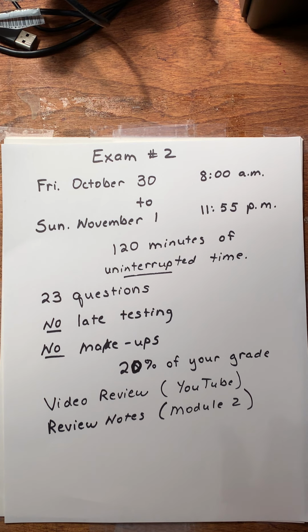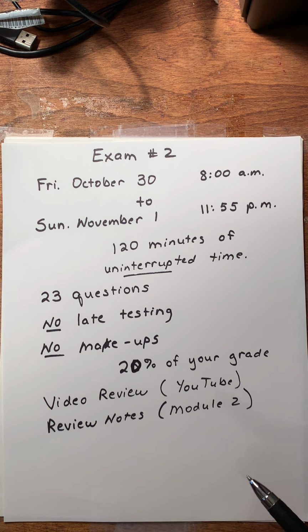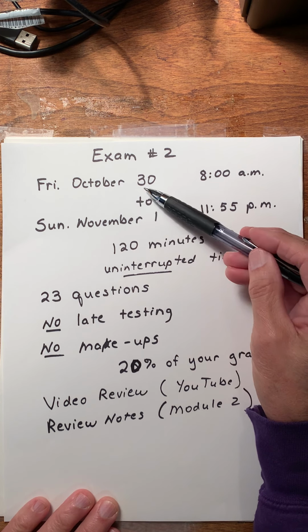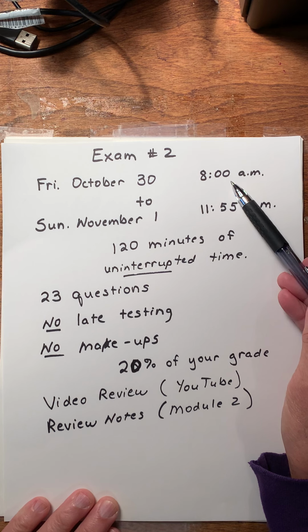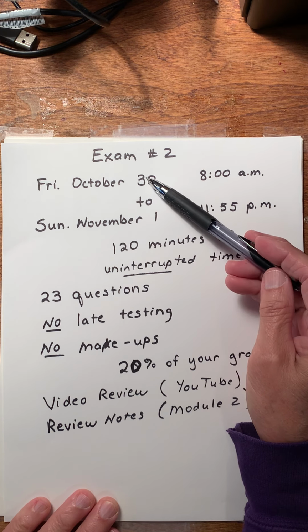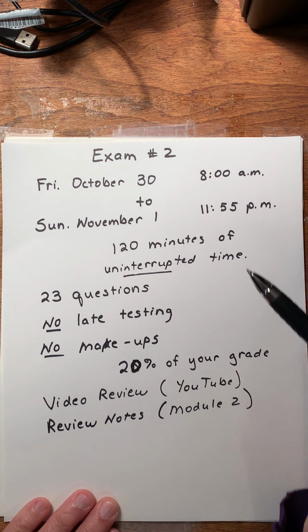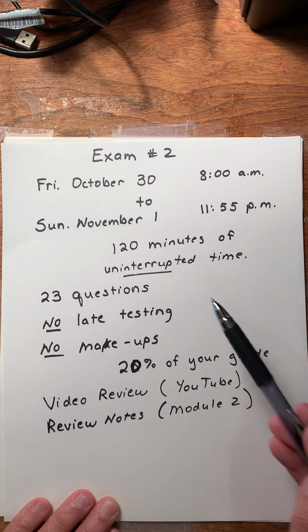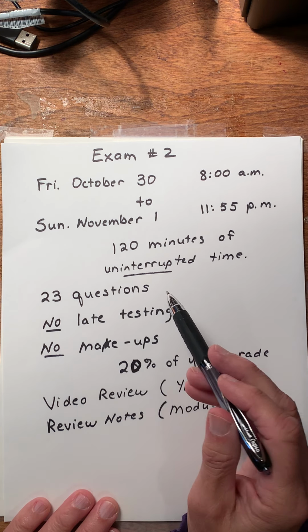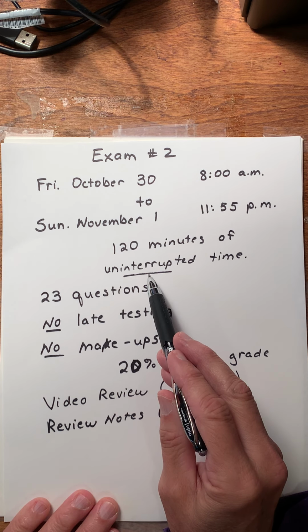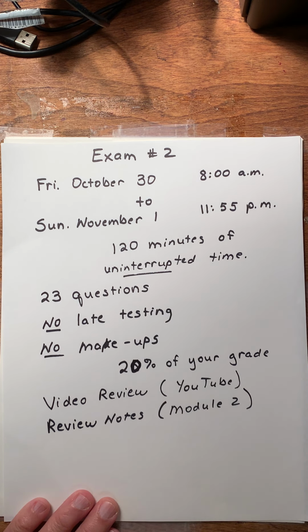All right, here we go for our review for exam number 2. The time is basically 3 days, Friday, October 30th, starting at 8 in the morning, all the way to midnight on Sunday. So you'll have most of Friday, all of Saturday, all of Sunday, in which to pick 2 hours of uninterrupted time. Keep in mind that once you start, you can't stop and take a break and start again. It's uninterrupted time. There are only 23 questions.